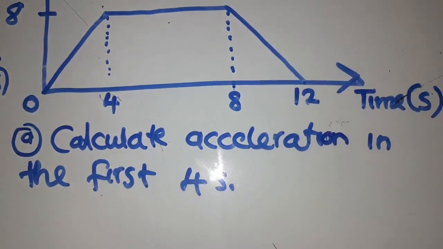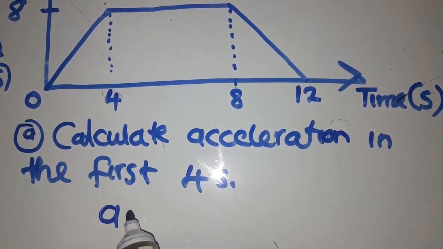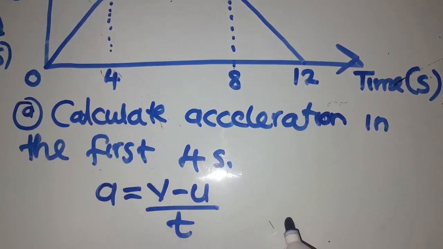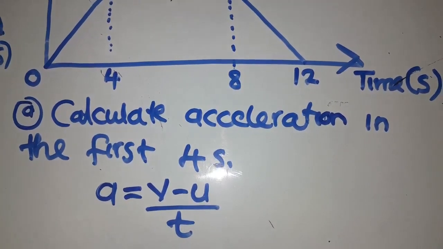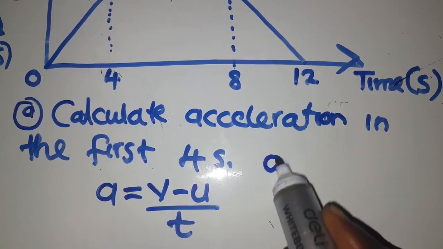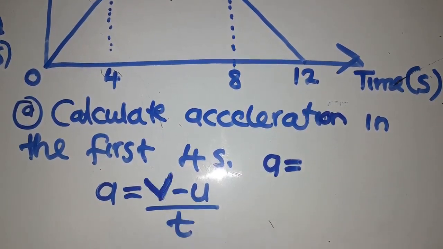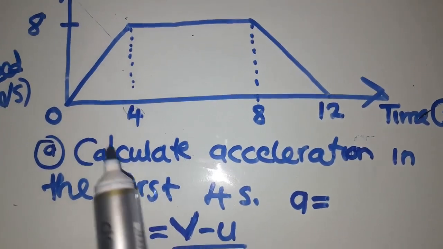So how do you calculate the acceleration now? What formula did I give you? The formula was acceleration is equal to final velocity minus initial velocity over time. This is the same formula that we are going to use. So how do you find the acceleration here? Acceleration is equal to, what is your final velocity? Which velocity did it reach? The highest velocity, which velocity? It started from here, 0.